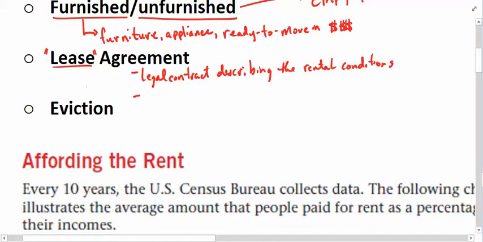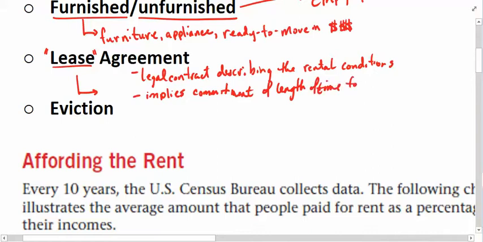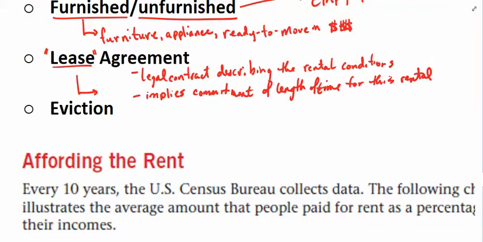When you sign a lease, it's more than just renting from month to month. A lease implies a commitment of a certain length of time for this rental. And the nice thing about having a lease is that as long as you hold up your end of the agreement, you're essentially guaranteed a place to live for the length of time that you've agreed to.